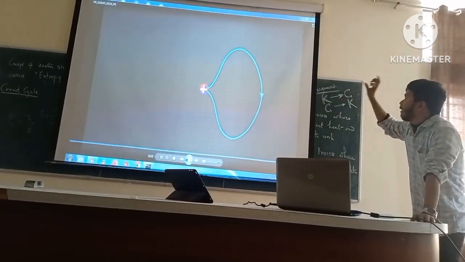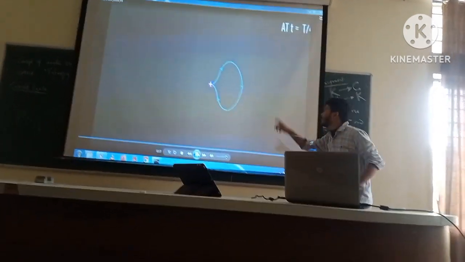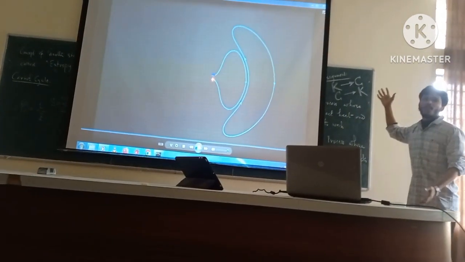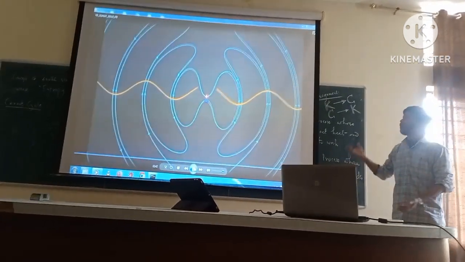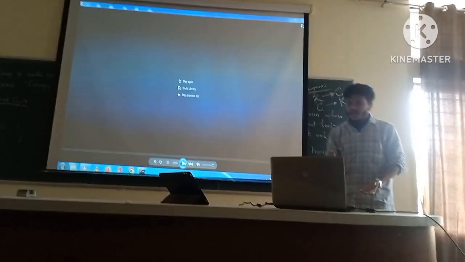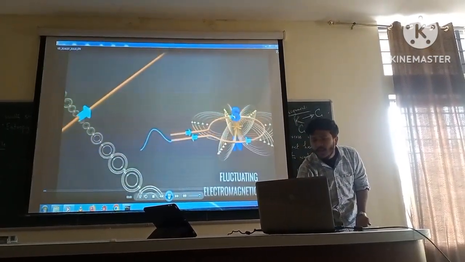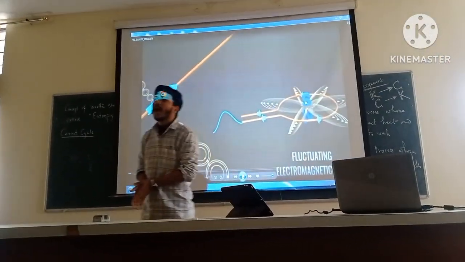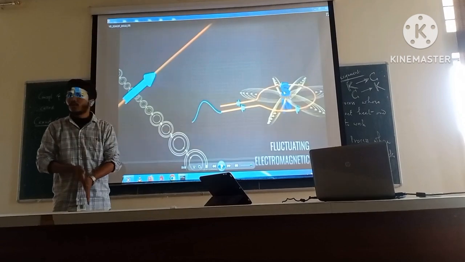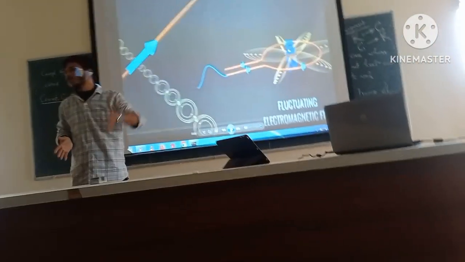At that time the velocity is maximum. This is the maximum velocity position, and at that point the electromagnetic wave is emitted. This is how electromagnetic waves are emitted. So I tried to describe how electromagnetic waves are emitted and how Larmor's formula is used to predict and differentiate the different kinds of electromagnetic wave.